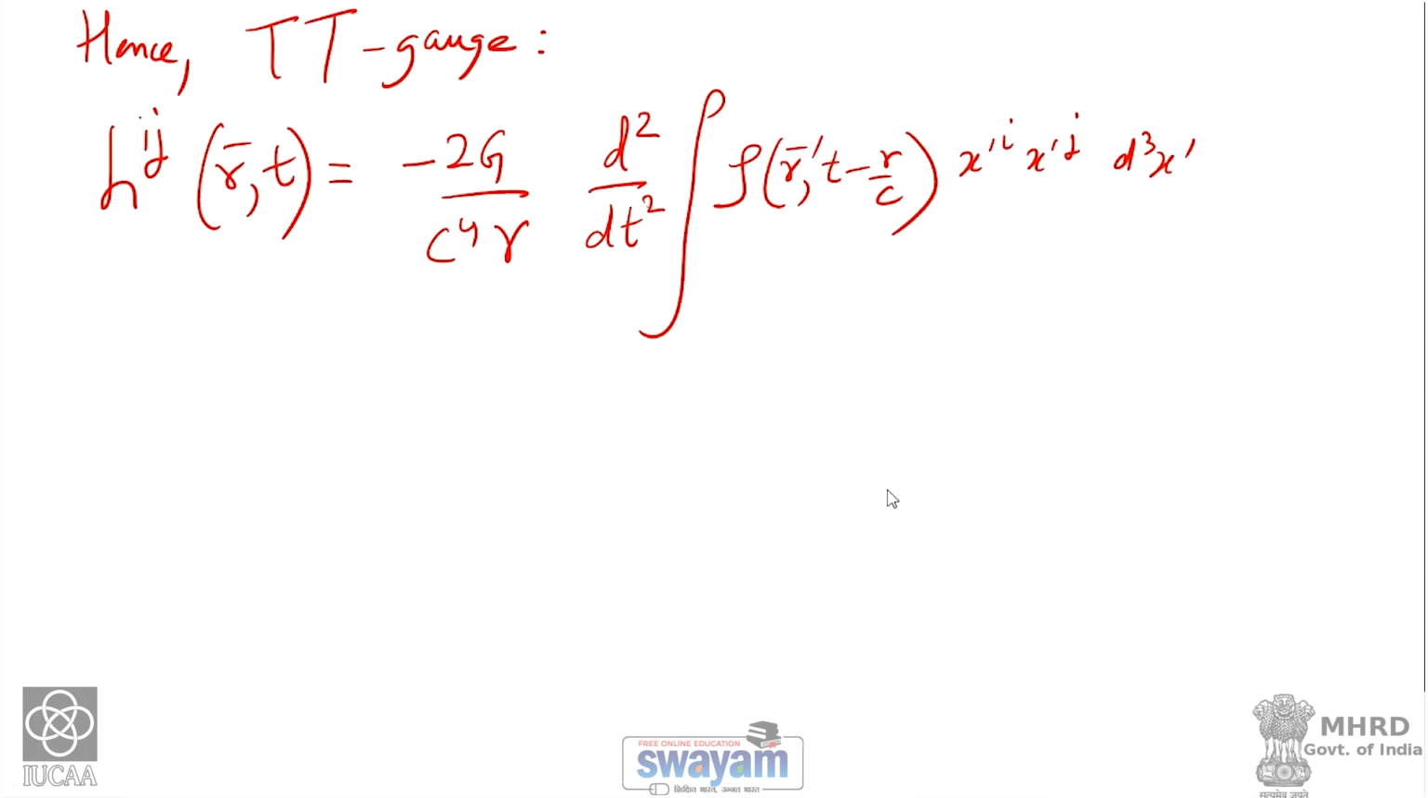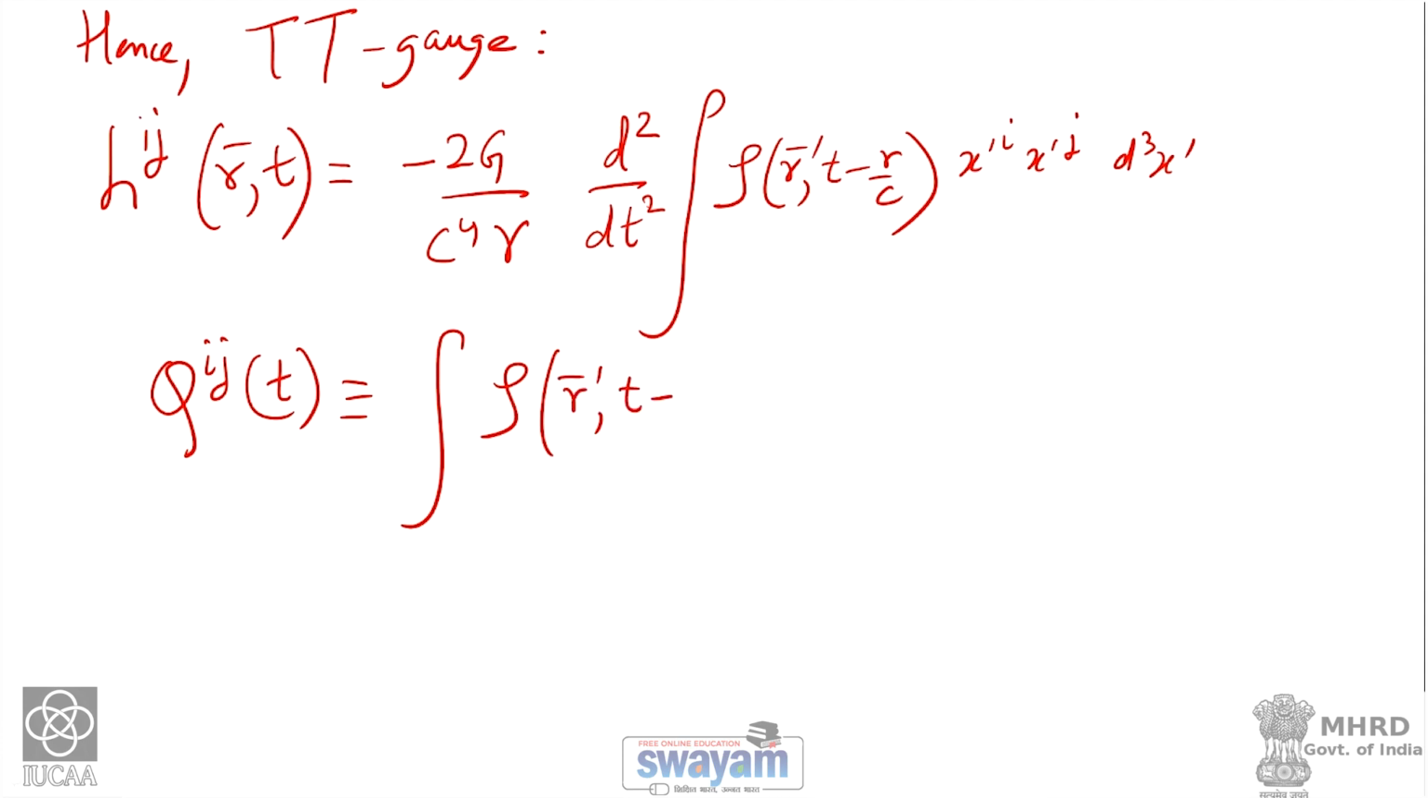Okay. But what is this mass density and two spatial coordinates? That is the energy moment, that is a quadrupole tensor for the matter. So, Q_ij, if I define Q_ij of time as the integral of mass density ρ(r', t minus r by c) x'_i x'_j d³x'. Remember, Q_ij is only a function of time because I am integrating over the spatial volume of the mass times the ith component of x, jth component of x. This is the quadrupole moment.